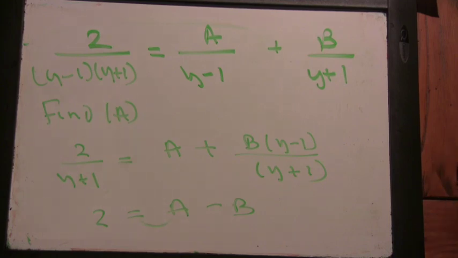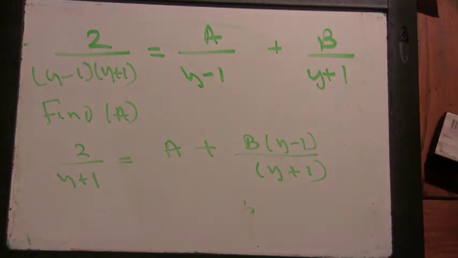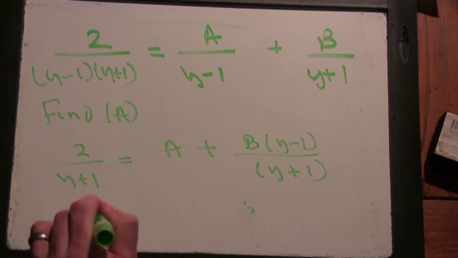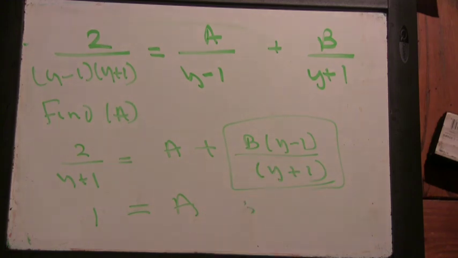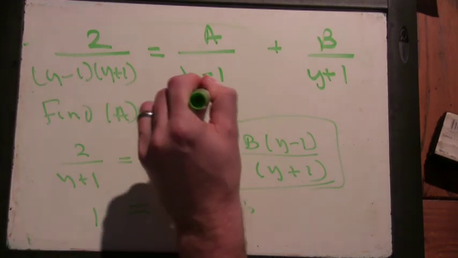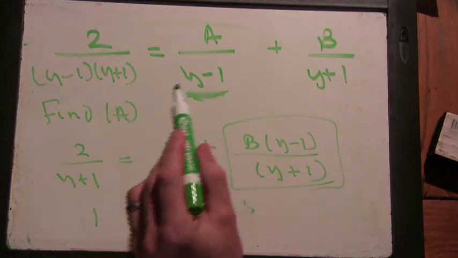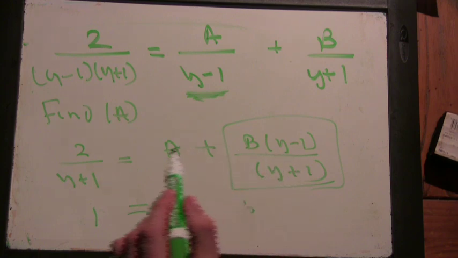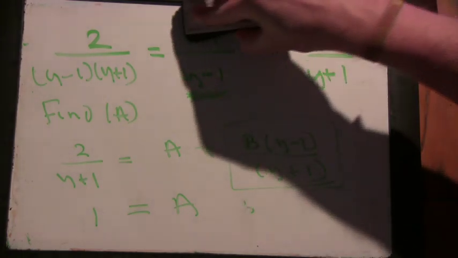No. Maybe we want to use 1 to get rid of the b. So when I plug in 1, what do I get? You get 1 on this side equals a, and then this goes away. So if I multiply by y minus 1, the fraction in the denominator there, and then plug in y equals 1, I get a. And that's pretty interesting. I get a equals 1.